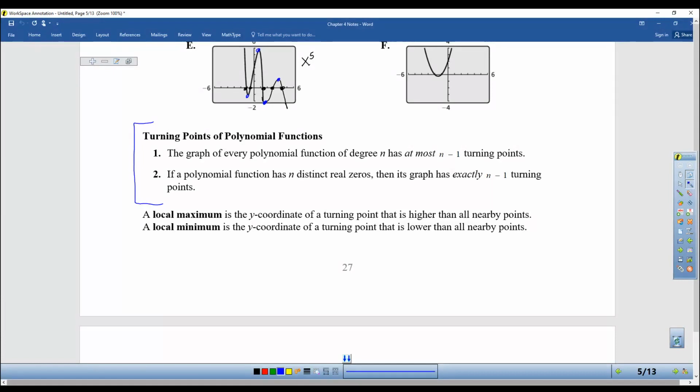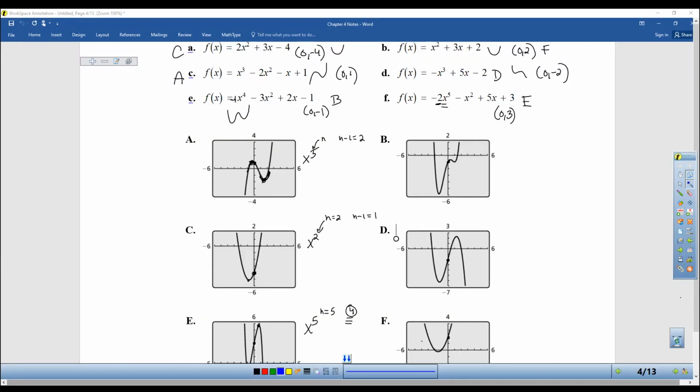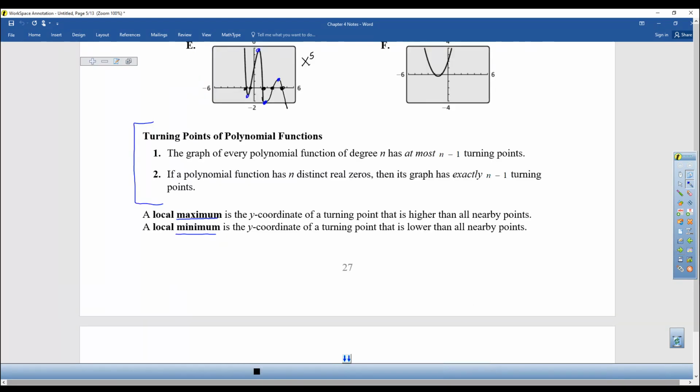So we don't actually call these turning points. We call them maximums and minimums. On your graph, any point that is higher than all the nearby points is called a maximum. So it's not the maximum of the whole graph. This graph continues to go up, and this graph continues to go down. So this isn't the overall minimum, and that's why they gave it the name local max and local min. They're just higher than everything around them.